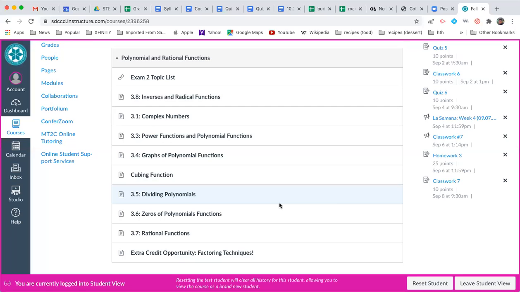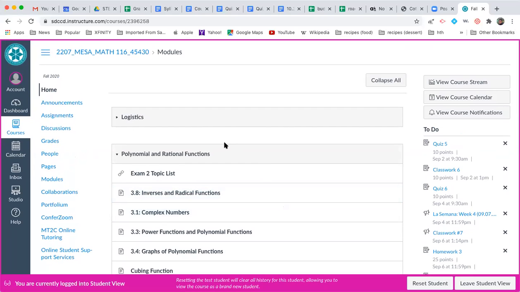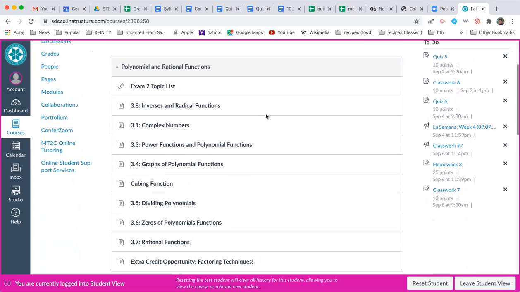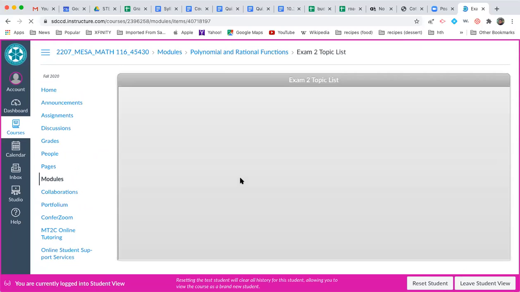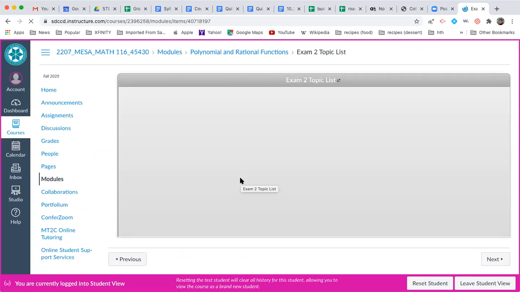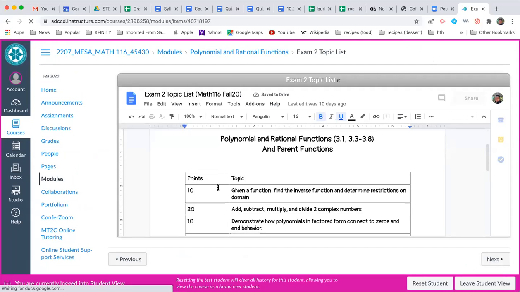Okay, so by now we are super familiar with the Canvas page, I hope. I just wanted to point out a couple things here. The exam 2 topic list is right at the top of this one. If you click on here, it should give you a list of the topics for tomorrow's exam. Remember, we're going to finish 3.7 today, but whatever we start in chapter 10 will not be on exam 2, okay? It will tell you how the questions are going to be in order.